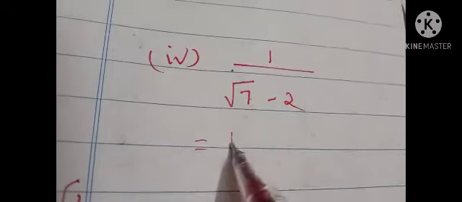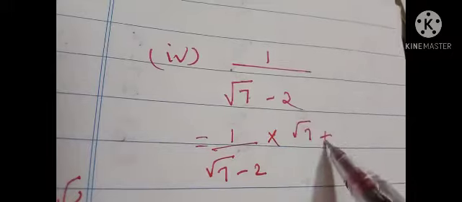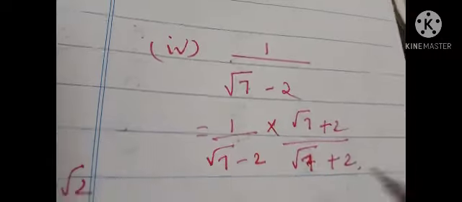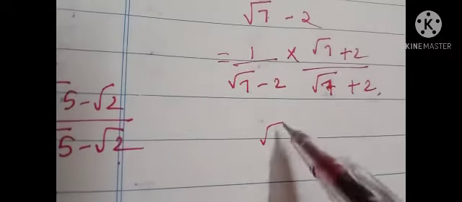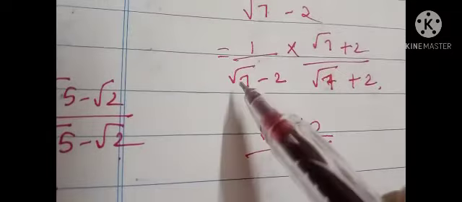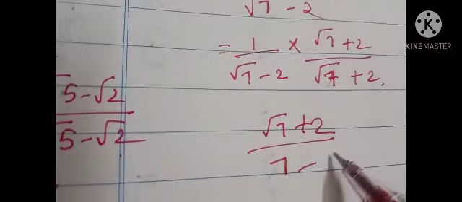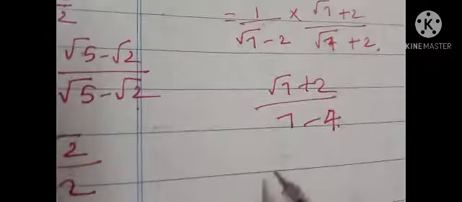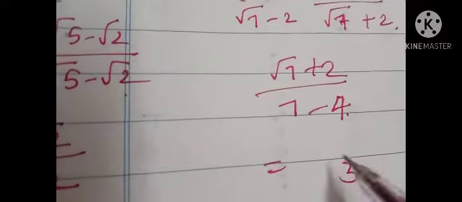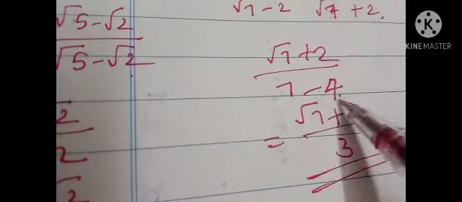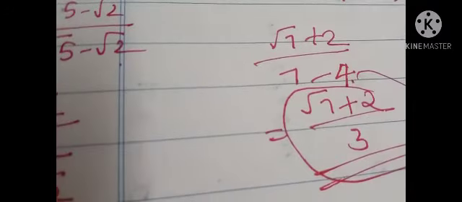The next sub question is 1 by root 7 minus 2. So we have to multiply both the numerator and the denominator by root 7 plus 2. Now the numerator becomes root 7 plus 2 itself. The denominator becomes root 7 square, that is 7, then minus 2 square, that is 4. Then 7 minus 4 is what? 3. So root 7 plus 2 by 3. We can't simplify this again. So this is the answer.